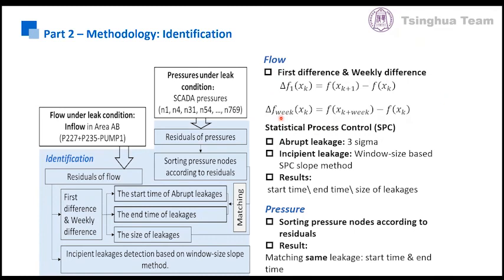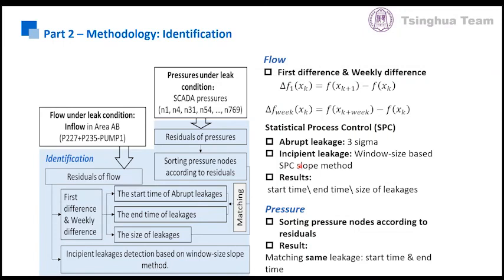The residual is still a time series with irregular fluctuations. In order to reduce the non-stationarity of the residual series, first difference and weekly difference are calculated to make the data smooth. The leaks are divided into 2 types, abrupt and incipient. The abrupt leaks are identified through differential transformation. A 3 sigma SPC limit is used to identify the sudden increase and decrease of the flow curve. Therefore, we can obtain the size, start time and the end time of leaks.